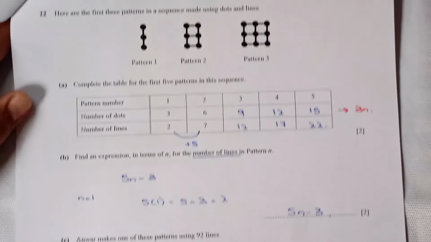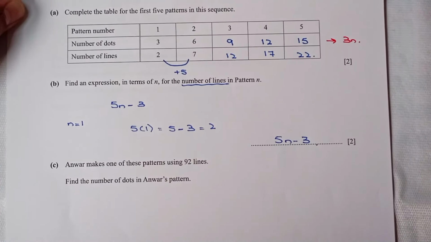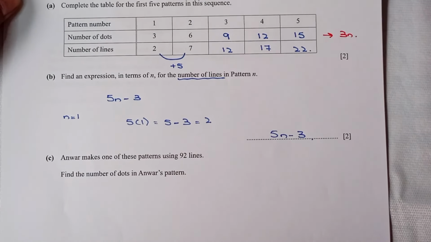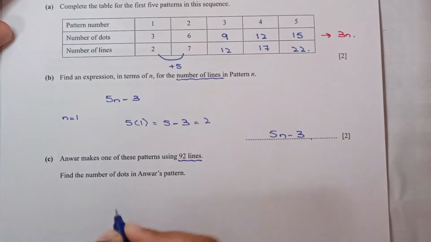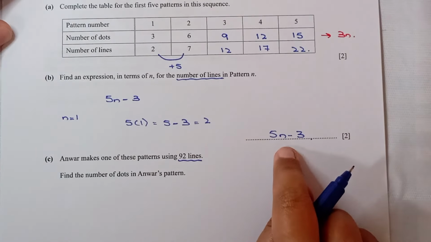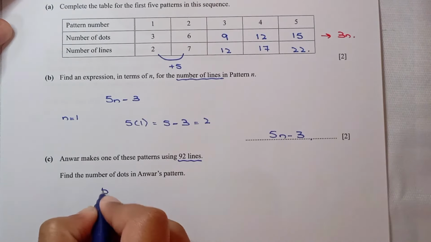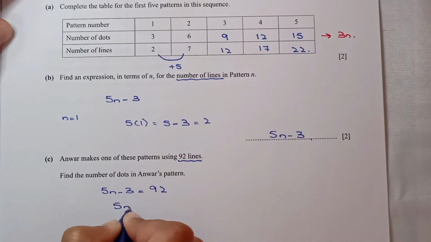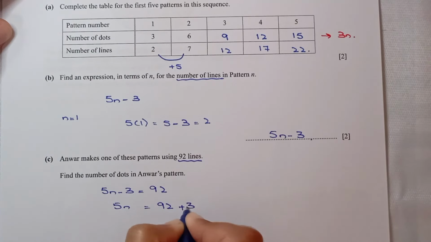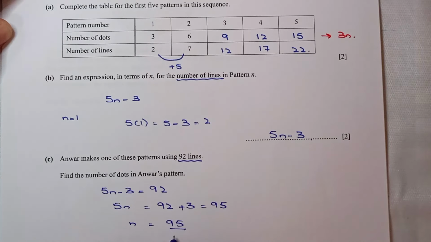Right. Now for the C part, Anwar makes one of these patterns using 92 lines. Find the number of dots in Anwar's pattern. 92 lines. Okay, so we know that the nth formula for the number of lines is 5n minus 3, which would be equal to 92 lines. So 5n is equal to 92 plus 3. This would be equal to 95. And n would be equal to 95 divided by 5. 5 times 9 is 45. So n is 19. 19 is the pattern number.